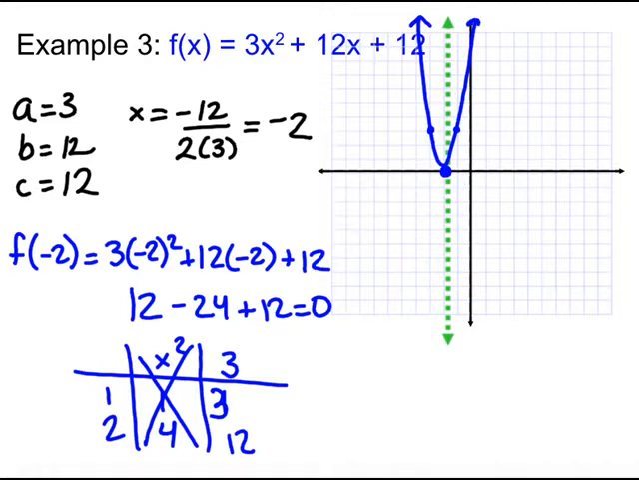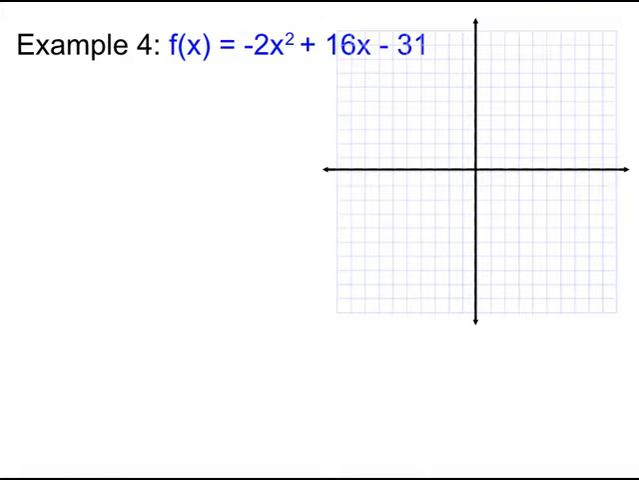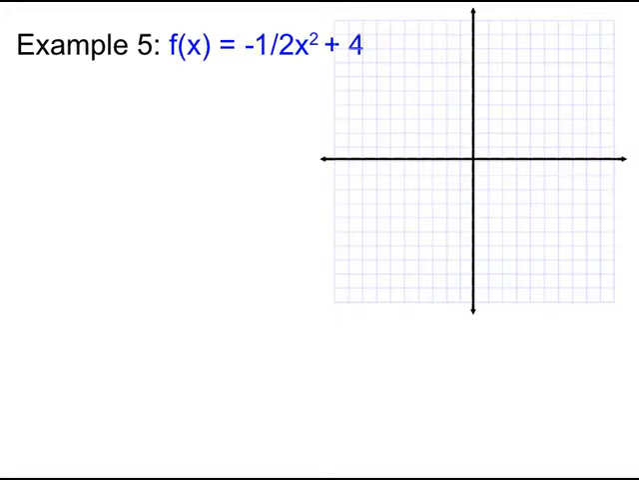Hopefully this has been helpful. Same case anytime you have any type of problem. This is example 4. We're going to kind of skip that. Example 5 is where we're going to end. It says f of x equals negative 1/2 x squared plus 4.